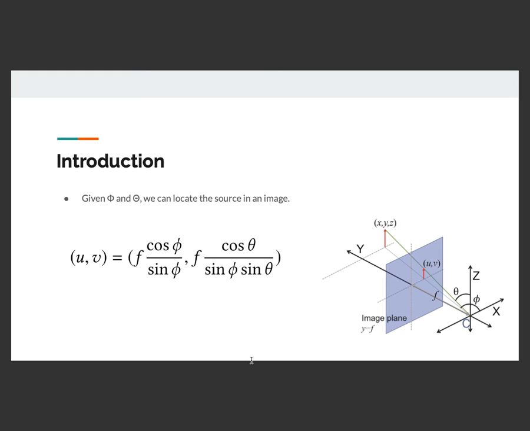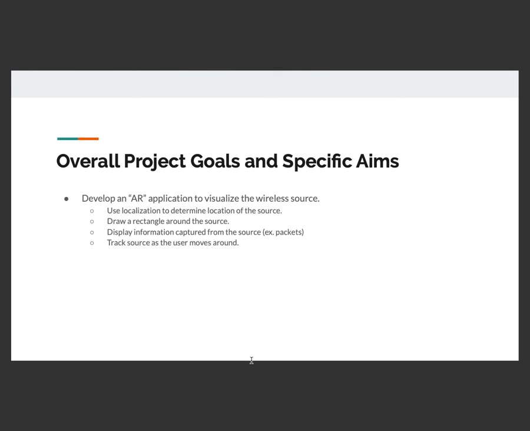And given these 2 angles, if we were pointing the camera in the direction of this wireless signal source, we can use these 2 angles to translate that to a location in an image. So the overall goal is to develop an AR application which, given the location of the signal, we can draw a rectangle around it and follow it around the room.